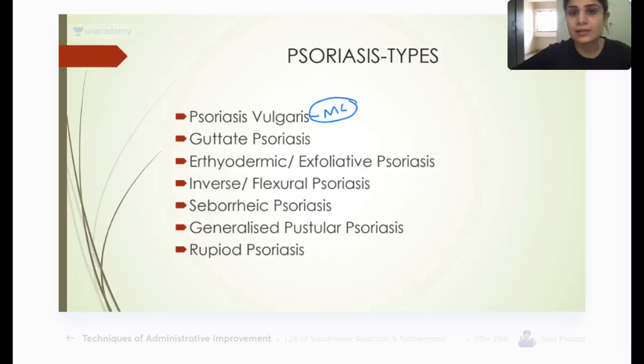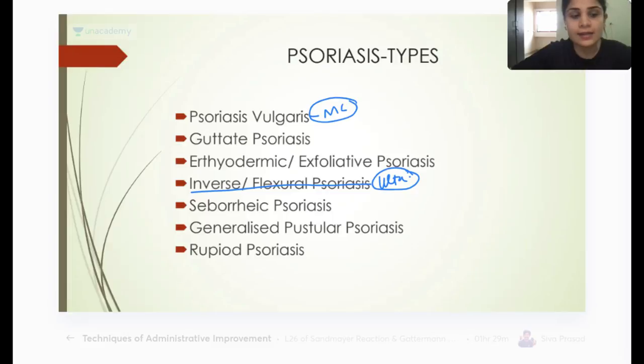Second question that they will ask is, instead of the extensor surfaces, if you start getting the psoriatic lesion on the flexural surfaces, what is that called? Very good. That is called your inverse psoriasis or flexural psoriasis. So this is the opposite, I'm writing over here, the opposite of normal psoriasis.